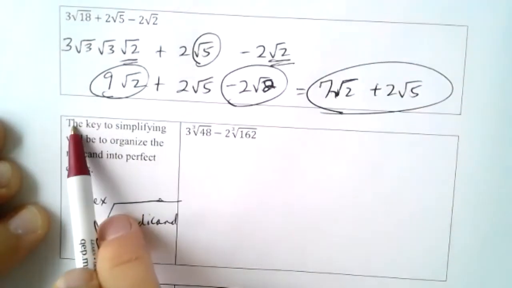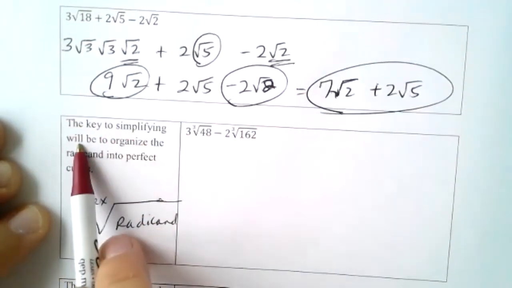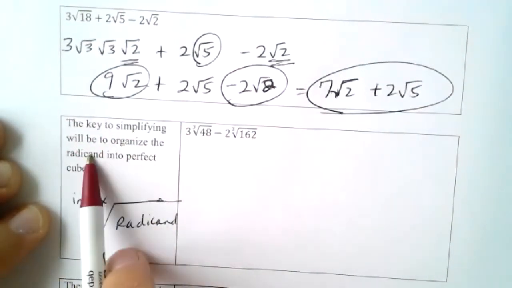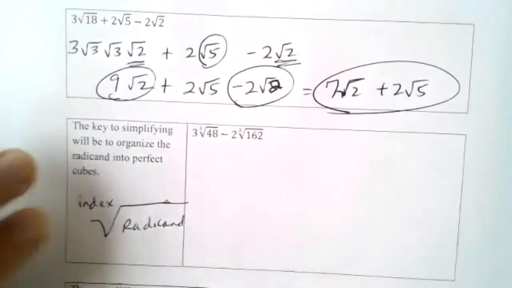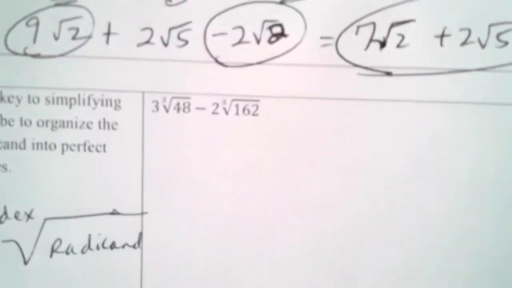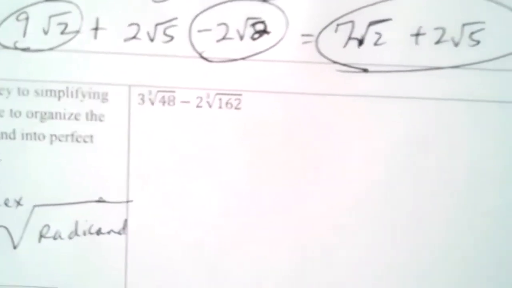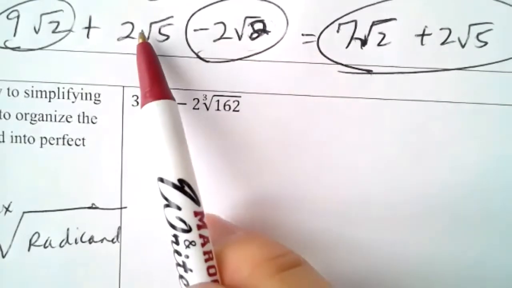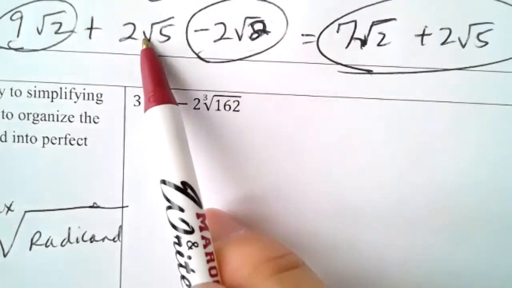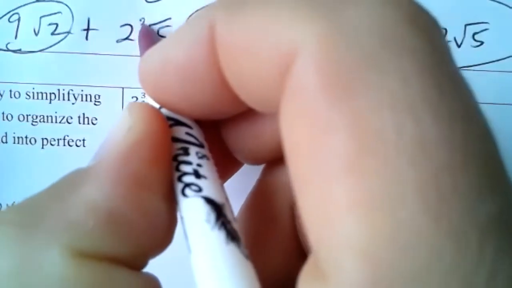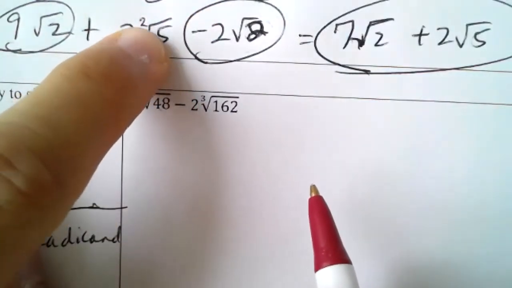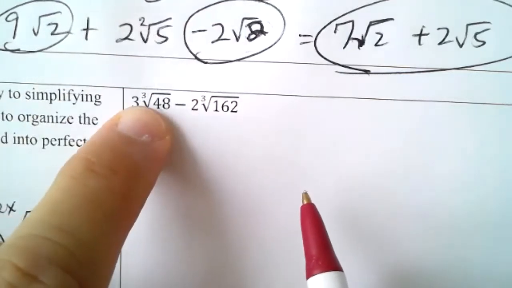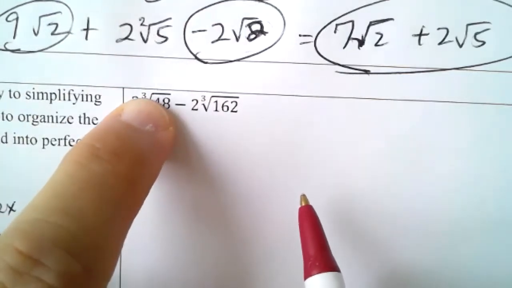So I'm going to read this again. It says the key to simplifying will be to organize the radicand into perfect cubes. In this case, why would it be perfect cubes? So let's look closer at this and zoom in on this and clear it up a little bit. Look at what's different about this problem and this problem. This right here is an understood index of 2. So when you square root something, it's an index of 2. When you cube something or cube root something, it's an index of 3.